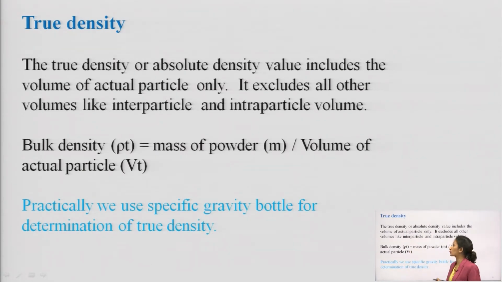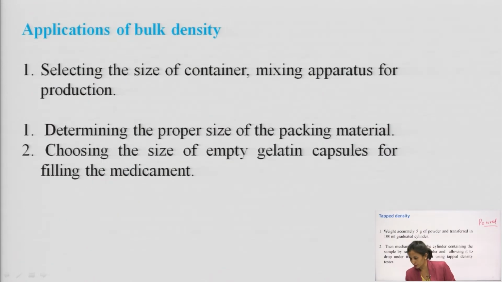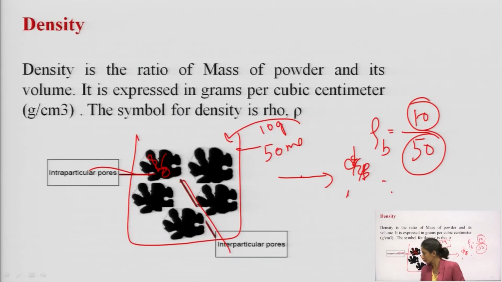Third one is the true density. True, that name itself denotes the true, that means the density of actual particle only. As you see in this picture, bulk density means the density of the volume of everything. Whatever has been occupied, the volume of everything is included in the bulk density, either intra or inter or actual.